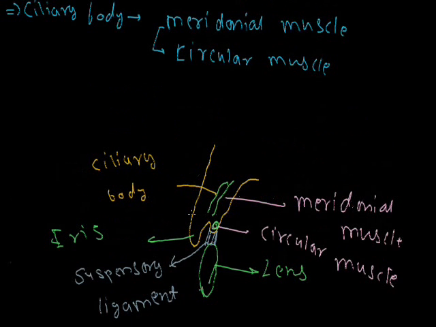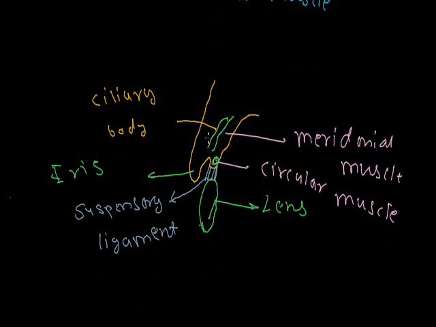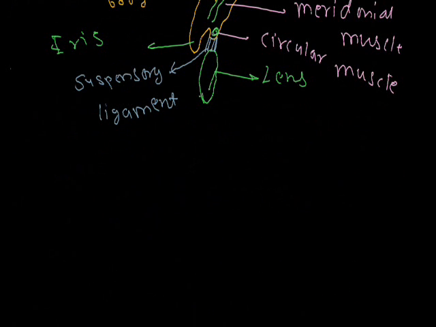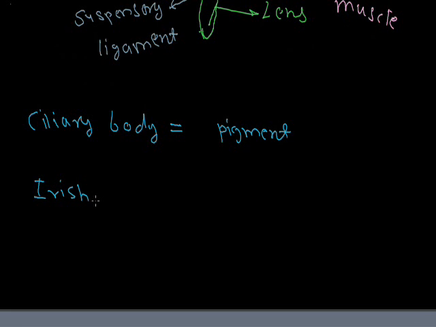Once again, the ciliary body consists of two types of muscles, meridional muscles and circular muscles. Now see this structure: these muscles are meridional muscles and this muscle is circular muscle, and this area is also called the ciliary body. The ciliary body is attached to the lens by the suspensory ligament, and the suspensory ligament and ciliary body control the focal length of the lens. The ciliary body has pigment.